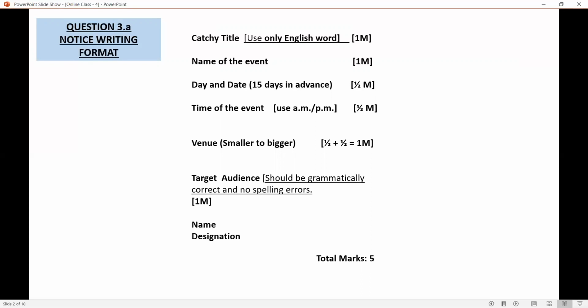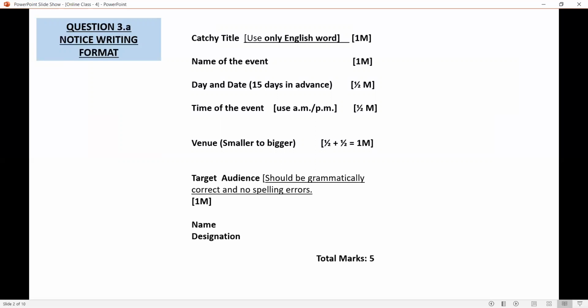Next one is day and date. 15 days in advance, you must write it. Along with date, you must write month and year also. Remember DDMY. It carries half mark. Next is time of the event. For example, if you are starting the program at 9 o'clock in the morning, you have to write 9 a.m. to 1 p.m. or 12 noon. It carries half mark.